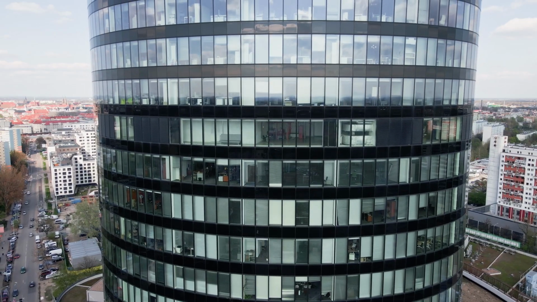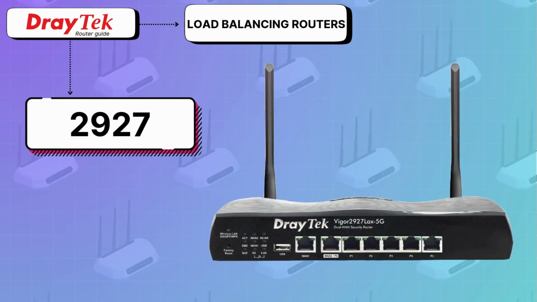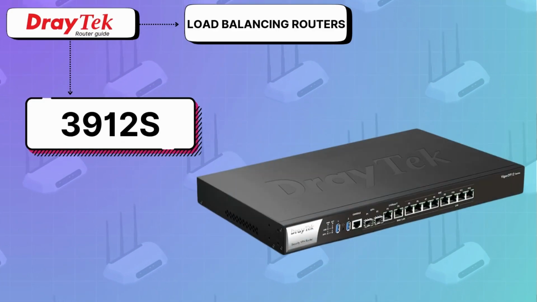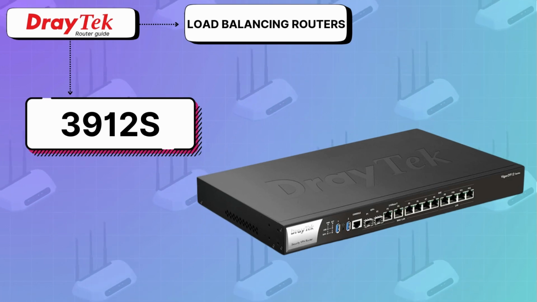server. Load balancing routers would be ideal for enterprises that have multiple WAN connections, as they offer automatic failover and high bandwidth aggregation. Draytek's 2832, 2865, 2866, and 2927 series routers all feature load balancing capabilities, but Draytek also offers models such as the 2962, 3910, 3912, and 3912S in the load balancing category that are ideal for larger and more demanding networks.